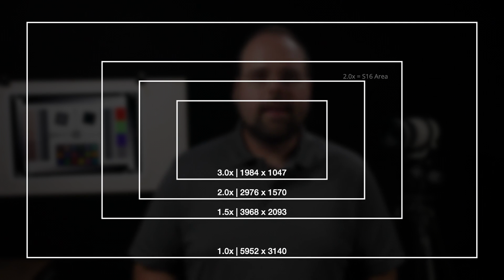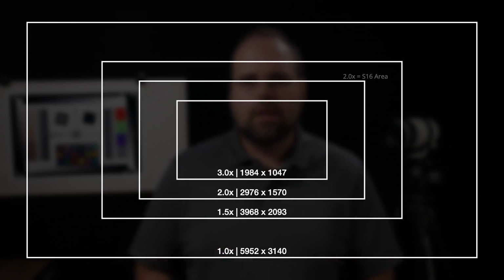2x takes us down to 2976 by 1570 pixels in the sensor area, and this is obviously going to be no good for 4K. That's going to be upscaled. But for 2K, this should still be downscaled to 2K resolution. So this still should really give a much better image than it does. And then at 3x for the digital teleconverter, we're down to 1984 by 1047.